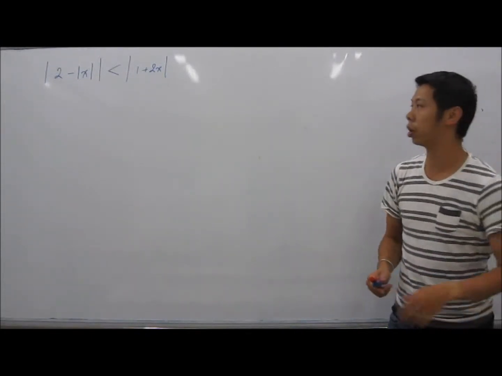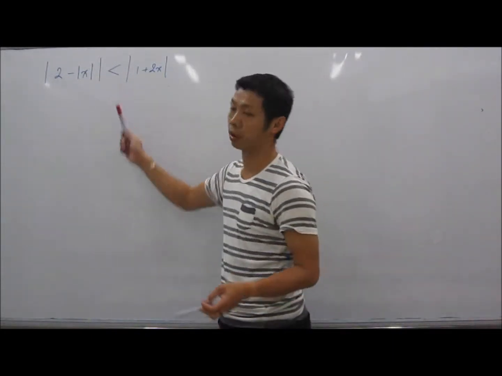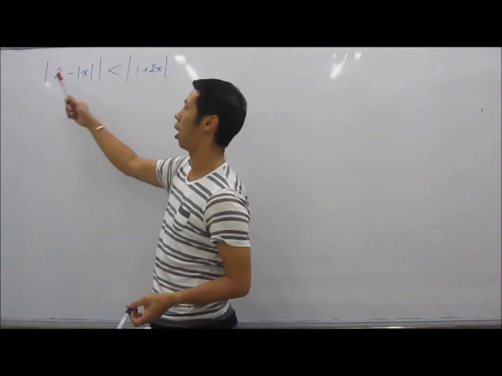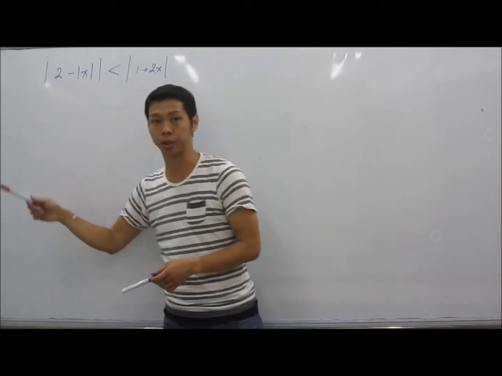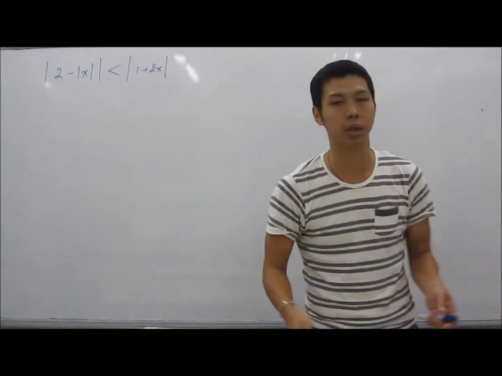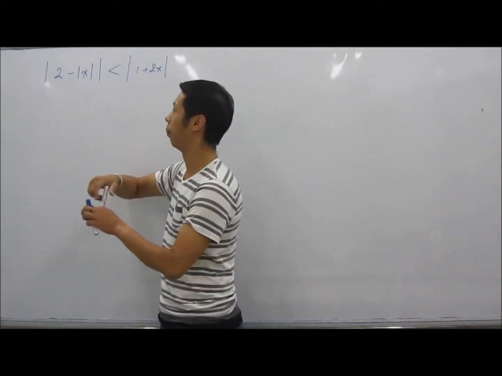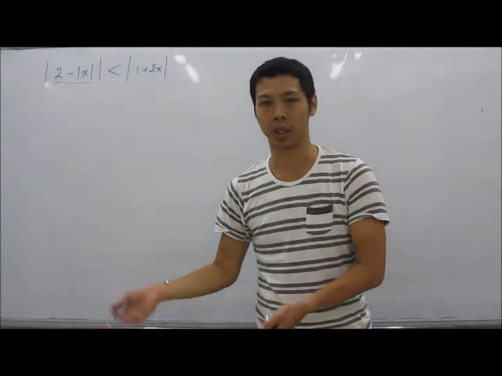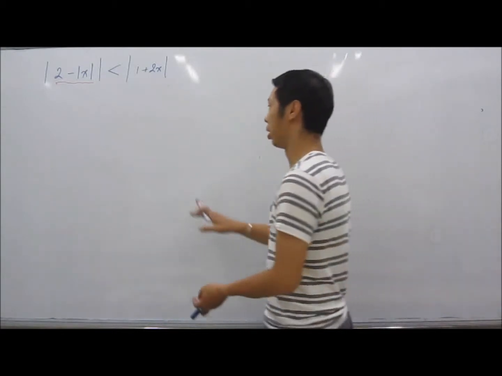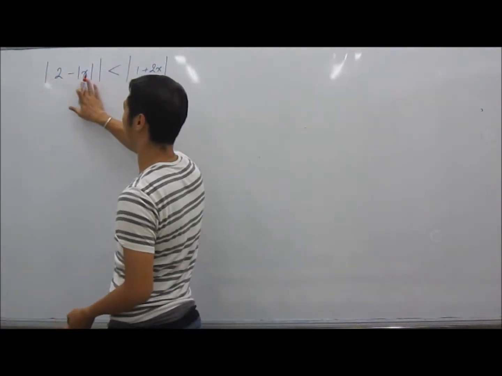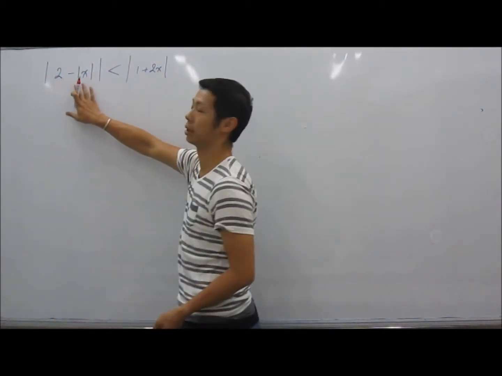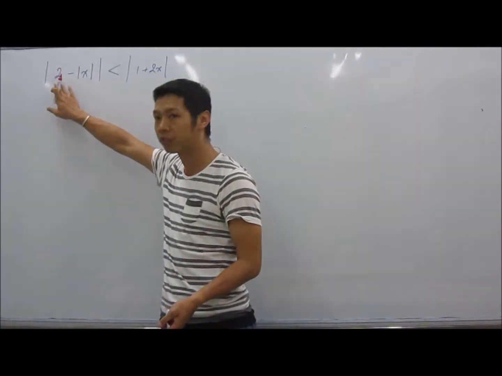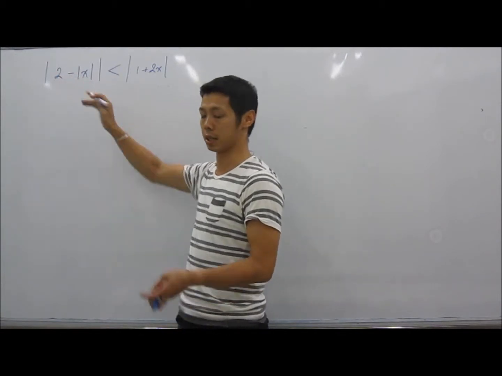This time we are going to talk about solving an absolute inequality. This question has one special case, that is, the absolute inside still has an absolute. So we need to consider this term, when it is positive or when it is negative. If this is positive, that means we will not change this 2 minus absolute x. But if we find that this is negative, that means it's negative 2 plus absolute x.